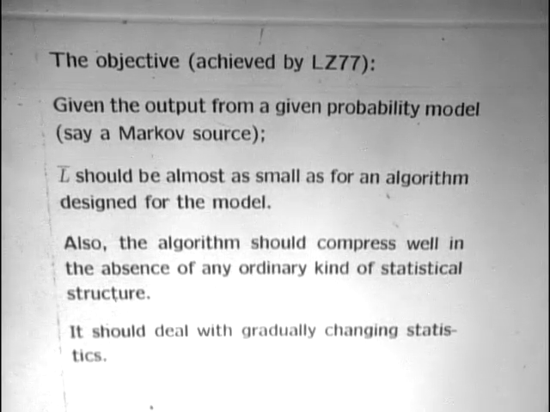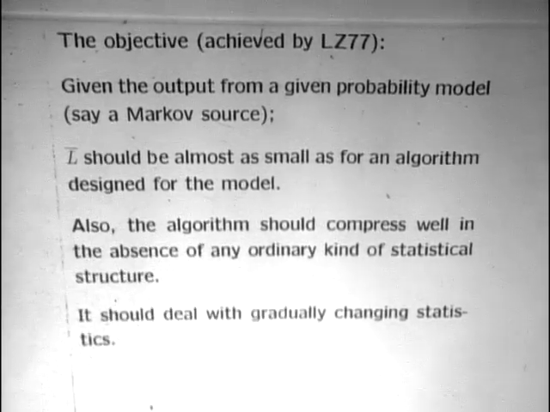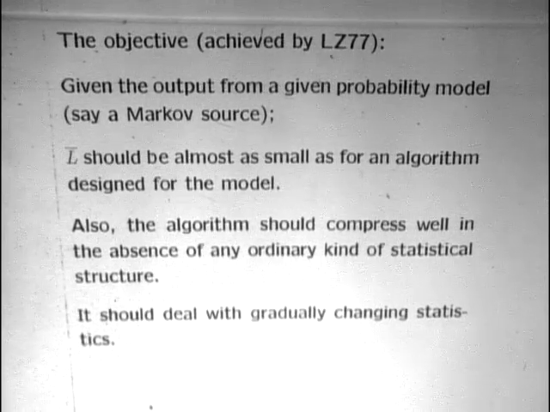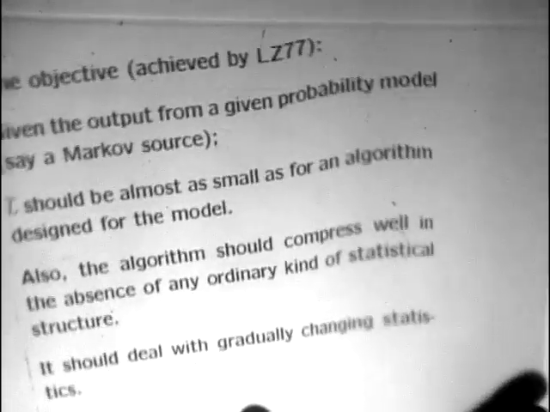How well does the Lempel Ziv algorithm do? Asymptotically, when you make everything large, it will encode using a number of bits per symbol, which is H of X given S. So it'll do just as well as the best thing does, which happens to know the model to start with. As I said before, the algorithm also compresses in the absence of any ordinary kind of statistical structure. Whatever kind of structure is there, this algorithm sorts it out. It should deal with gradually changing statistics. It does that also, but perhaps not in the best way. And we'll talk about that later.